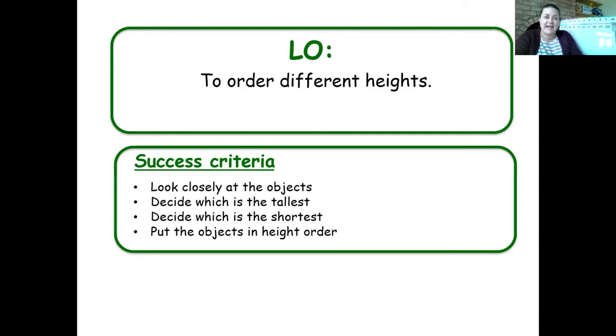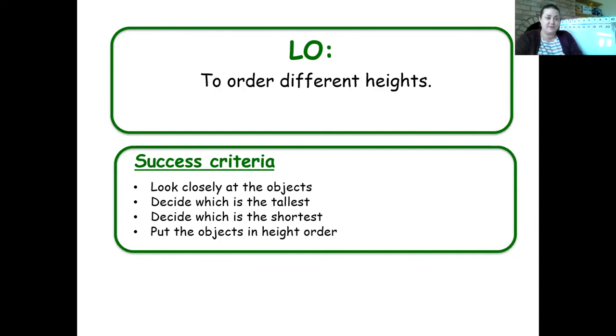So you were using your Lego, you were using Duplo to measure the height of things. And you were also doing some estimating as well, which is an important skill. And then yesterday you were using rulers and tape measures, and you were measuring things in centimetres, which is a standard unit. Okay, so you've been really busy this week in your maths lessons. And what we're going to do today is you're going to be ordering different heights.